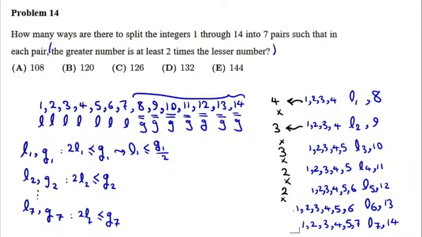6, you've selected 5 of them, 1 times. You have 7 cases, but you've selected 6 of them, times 1. So 4, 3, 3, 2, 2, 1, 1. If you multiply, 2 times 2 is 4, 4 times 4 is 16, 16 times 3 times 3, 9, which is 144. So the answer is E.